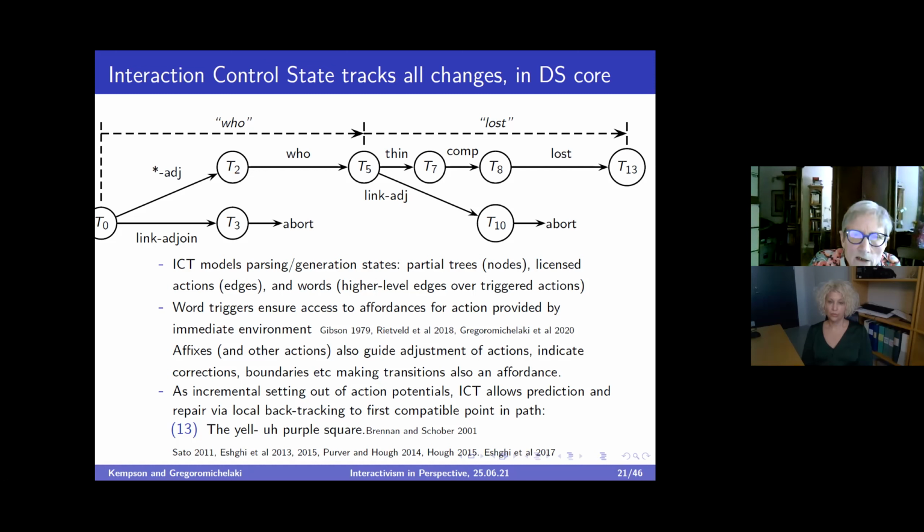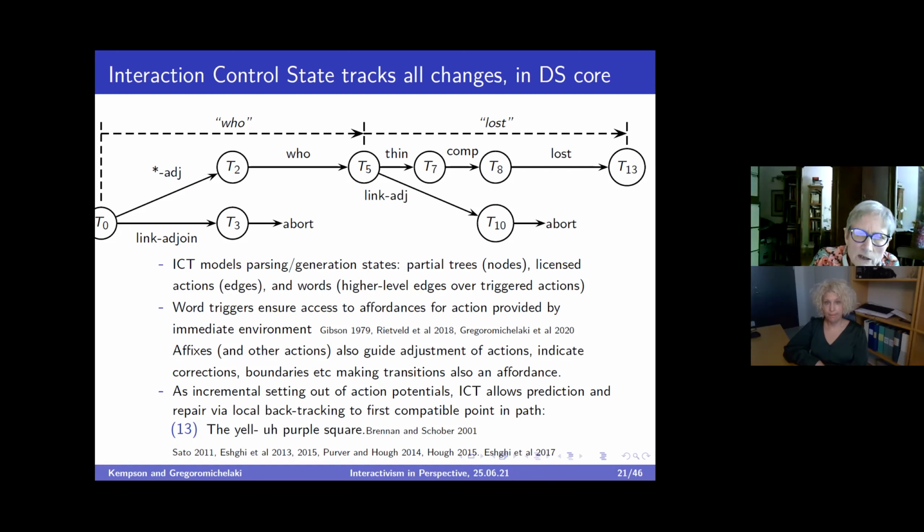The licensed actions are the edges, and the words are the higher level edges over the triggered actions. You can see here there are two possibilities initially. You could either have an adjunct, but who is not an adjunct, so that one aborts. We could build one of these unfixed nodes, and that is indeed duly decorated by who. Having decorated to, again, we could introduce an adjunct structure, but given lost, that also aborts. So we have the means of opening up and closing off actions displayed in this kind of demonstration.